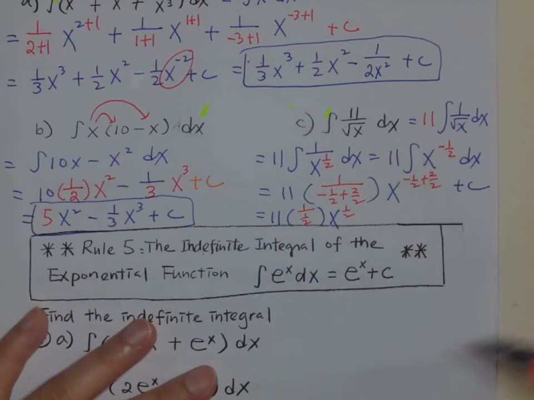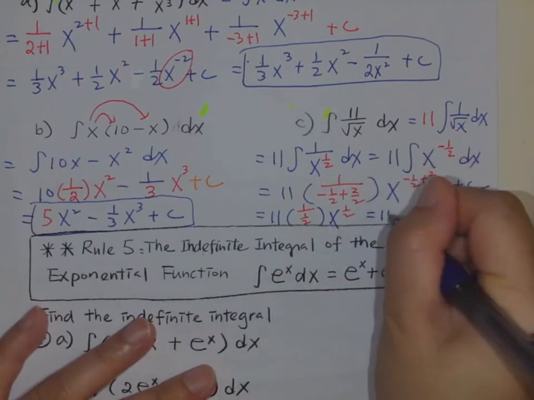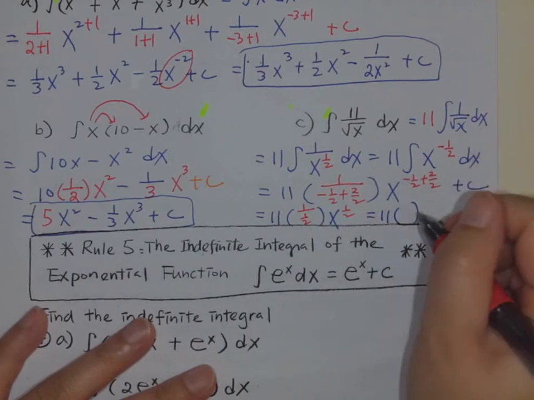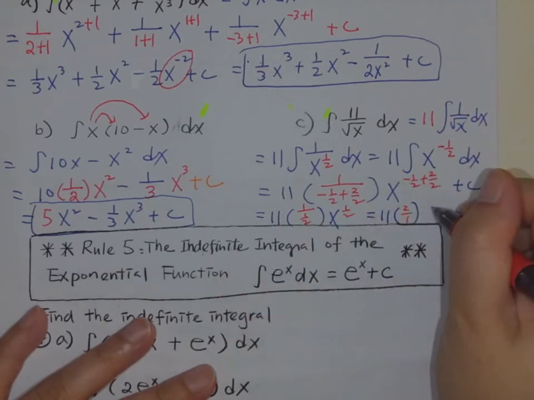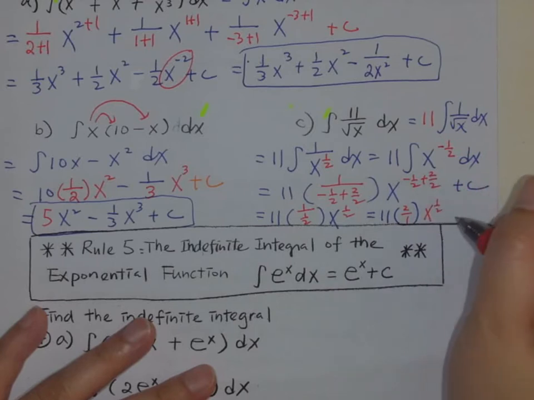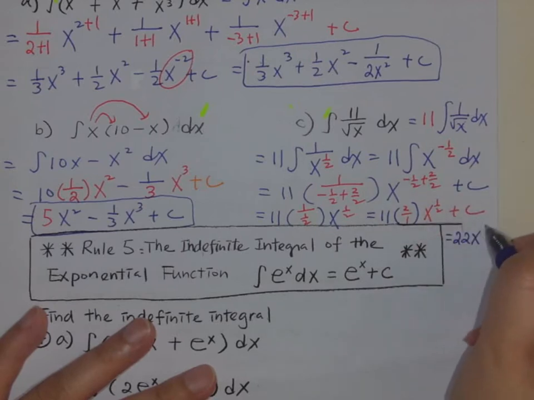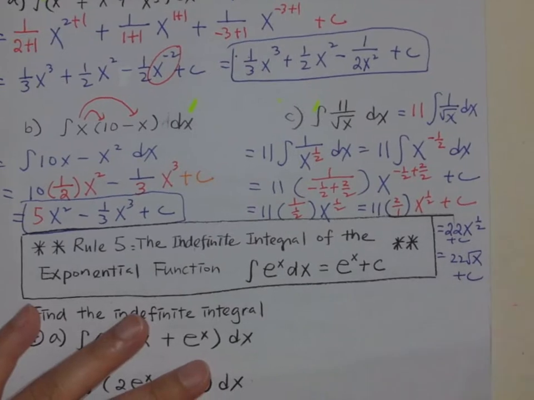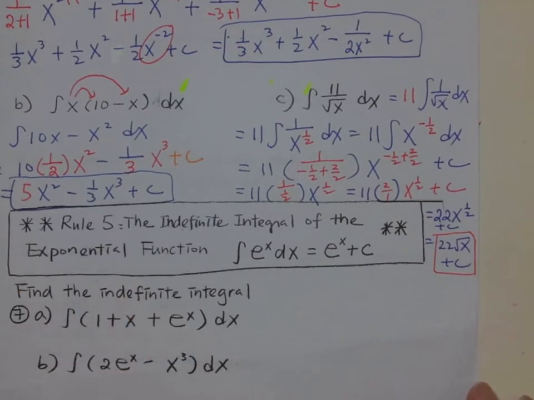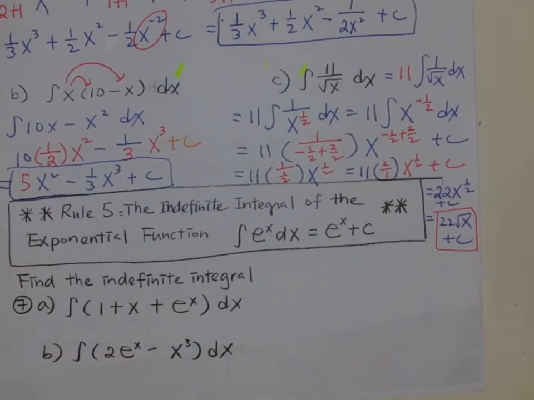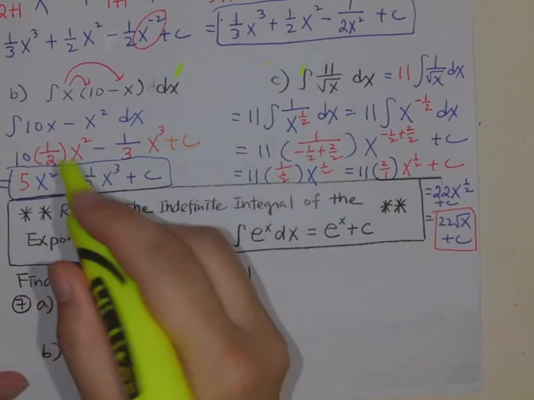Remember, we say we kind of flip it. So it's going to be 11 times 2 over 1, which is just 2, and then x raised to 1/2. And then plus the c, final answer is going to be 22. x to the 1/2 is the same as square root x, so 22 square root x plus c, right? Sorry, I'm not having a lot of space here, so that would be the final answer. Alright, if you have a question, don't be afraid to email me, okay?